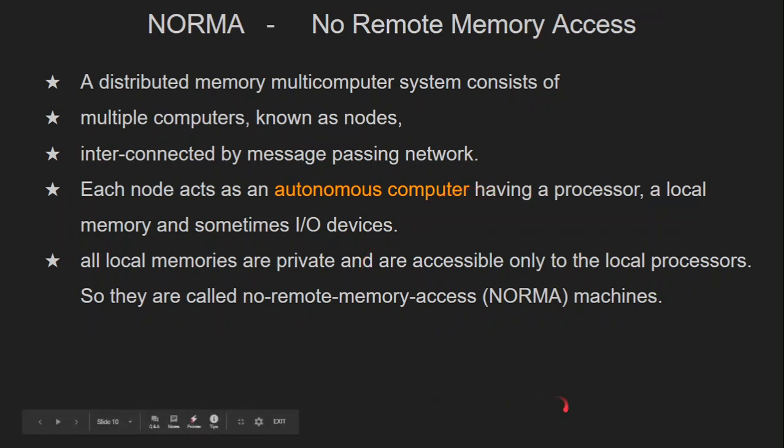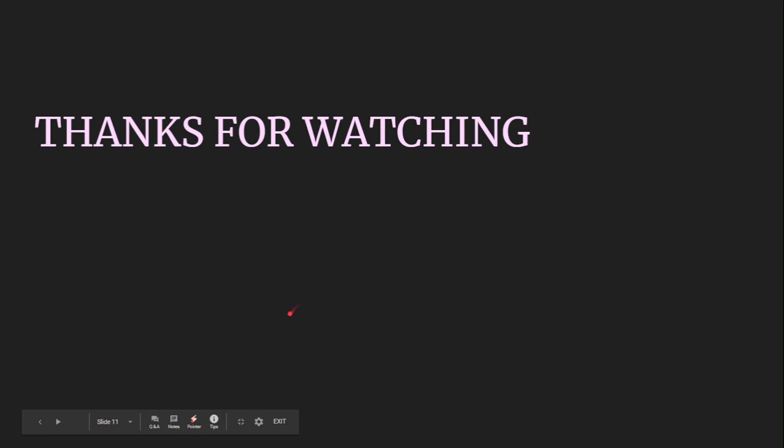So this is how the three architectures of the shared memory work in the case of a tightly coupled multiprocessor system. That's all about the structures of the multiprocessor system. I hope you understood the concept of what a multiprocessor is and how the multiprocessor architecture is designed. Thanks for watching.